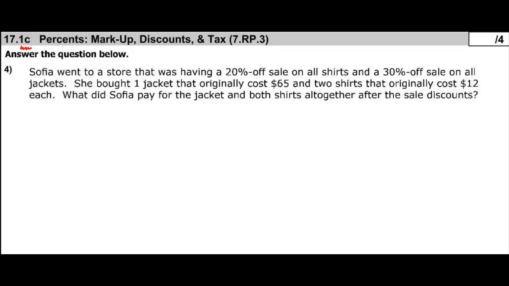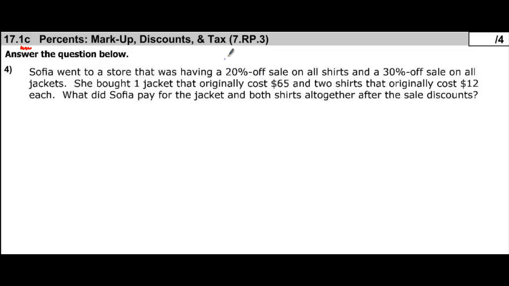Sophia went to a store that was having a 20% off sale on all shirts, a 30% off sale on all jackets. She bought one jacket. It originally cost $65. She bought two shirts that originally cost $12. What did she pay altogether after all the savings?